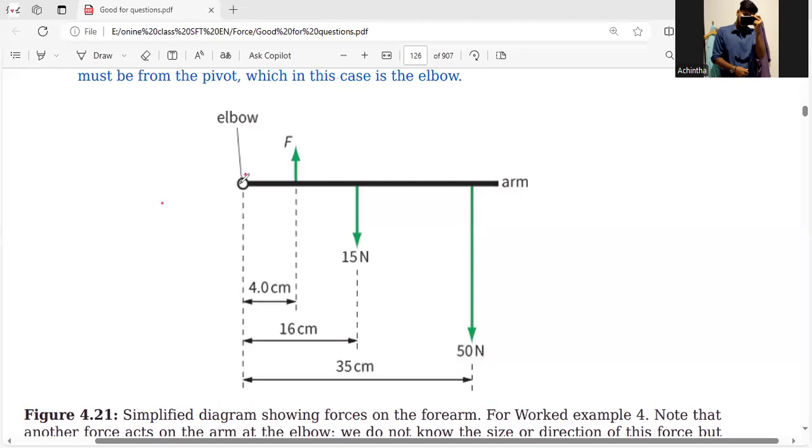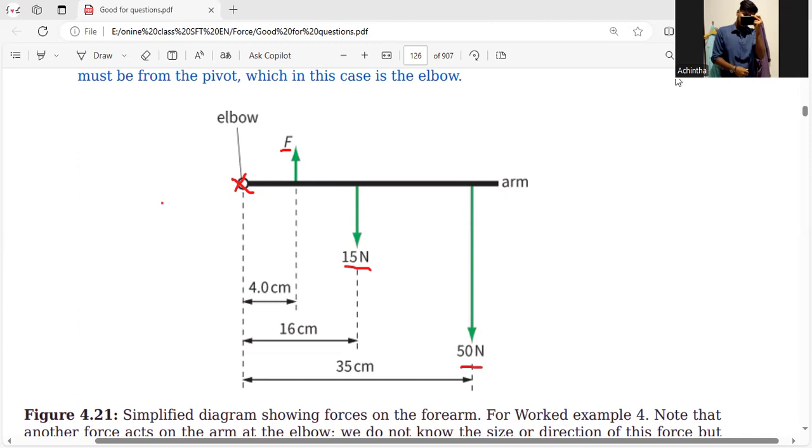Okay, now I have considered this as my pivot point, and I have to gather the anti-clockwise forces. This is the anti-clockwise force, and these two are clockwise forces. So if I apply the equilibrium condition to this system, we can apply the principle of moments, which says for any point in a system, the sum of anti-clockwise moments is equal to the sum of clockwise moments at the same point.